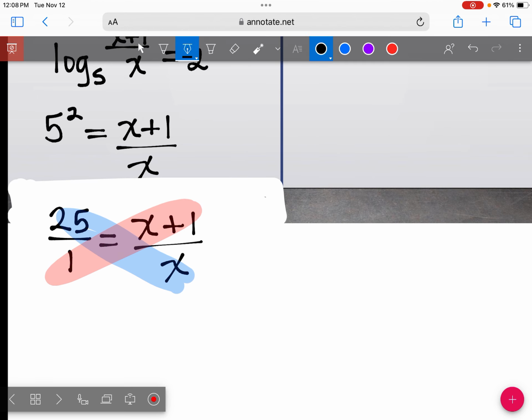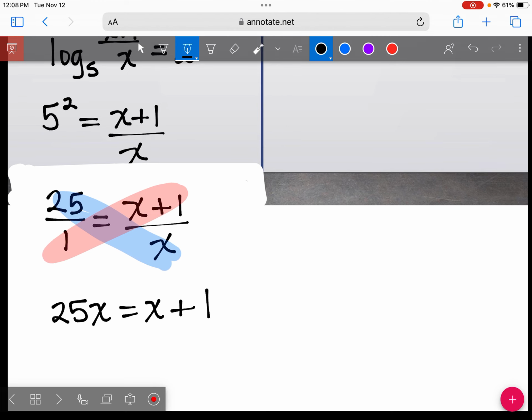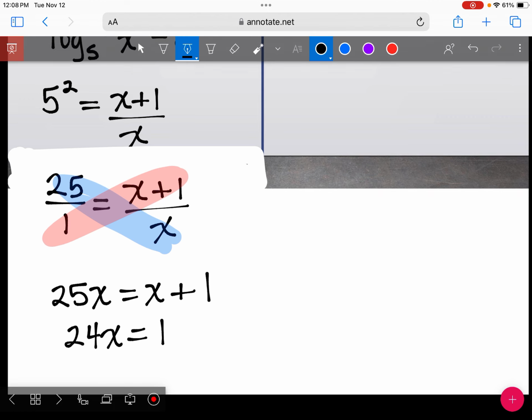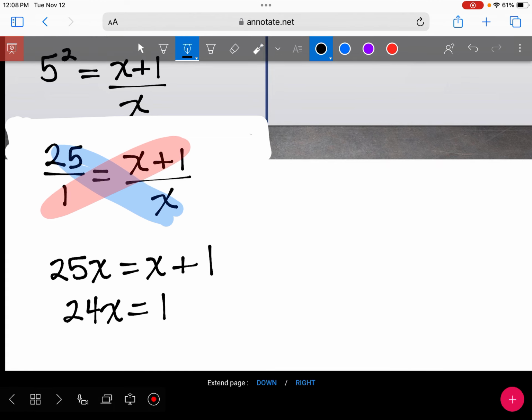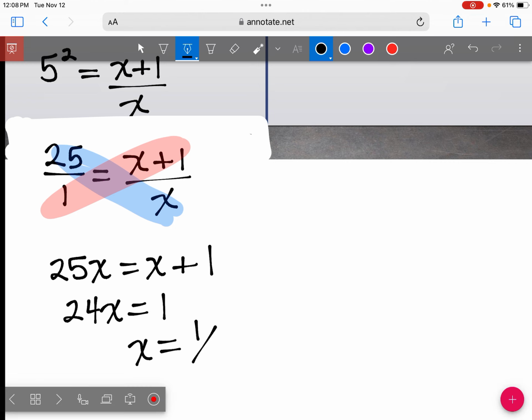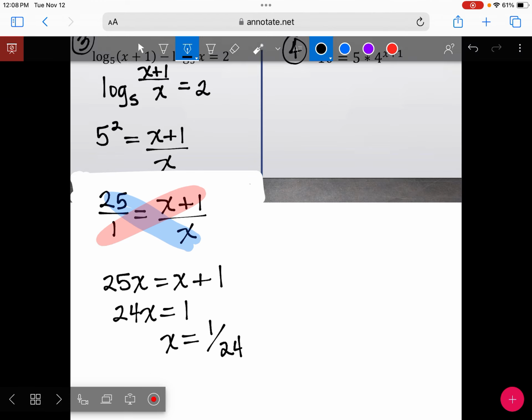So we have 25x equals x plus 1. I'm going to subtract x from both sides. So 24x equals 1. Divide by 24. X is going to equal 1 over 24 or 24 over 1? 1 over 24. Positive 1 over 24.